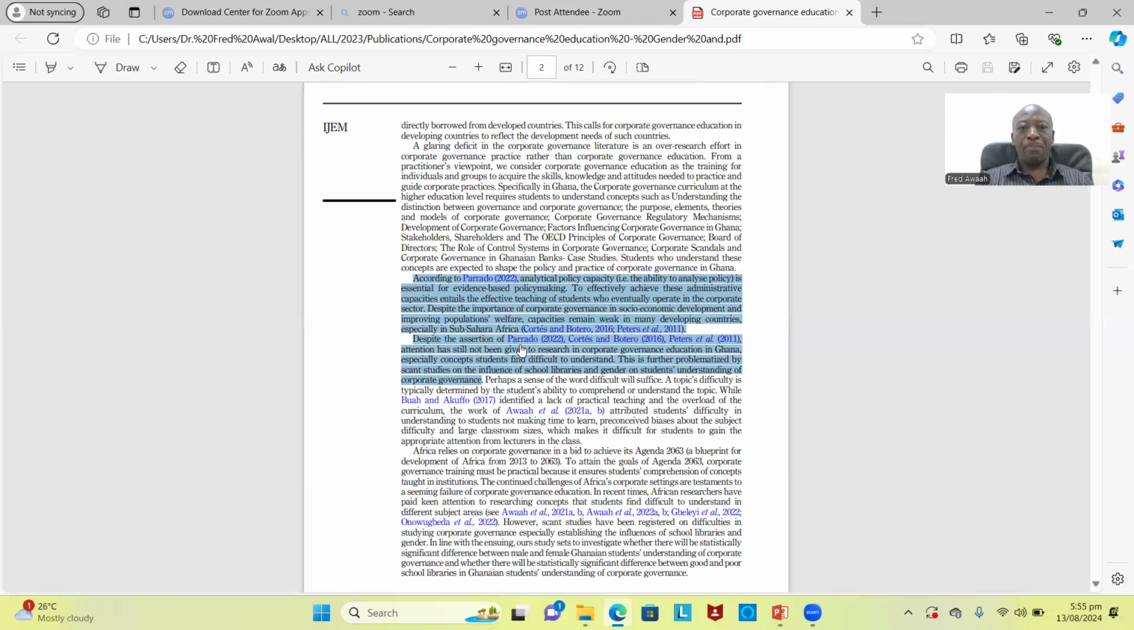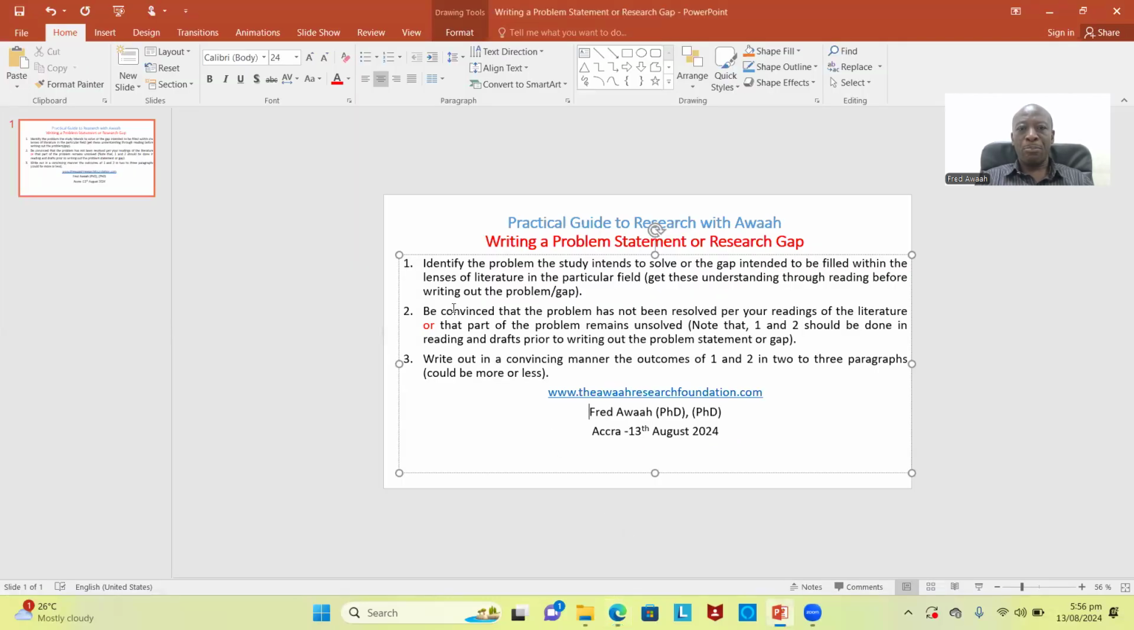Despite the assertion of Parado 2022, Caldsen Botero 2016, Peters et al. 2011, attention has still not been given to research in corporate governance education in Ghana, especially concepts students find difficult to understand. You will recall that in the previous slides, we indicated that it is very important for us to be convinced that the problem has not been resolved per our readings of the literature, or that part of the problem remains unsolved.